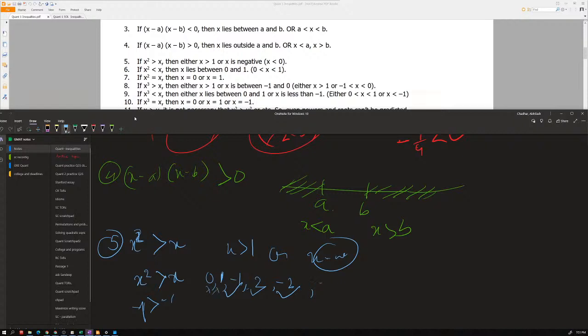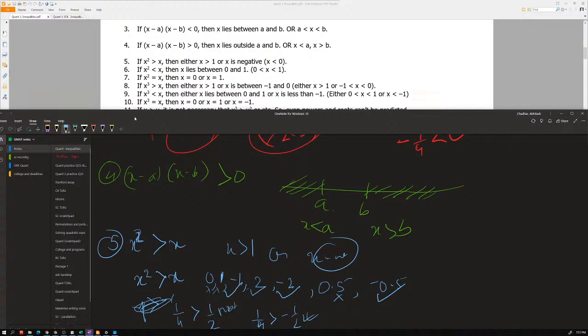Let's take other values. Let's see 0.5. 0.5 square is equal to 1 by 4, and that is not greater than 1 by 2. So this doesn't satisfy. Let's take minus 0.5. Minus 0.5 square will be 1 by 4, greater than minus half. Yes, this satisfies. So all negative values are satisfying.